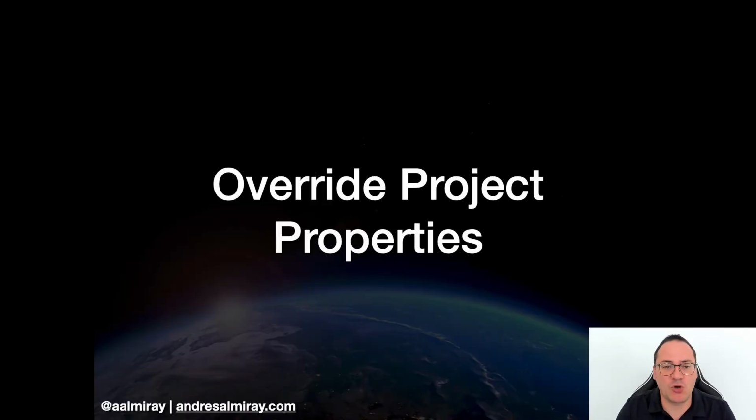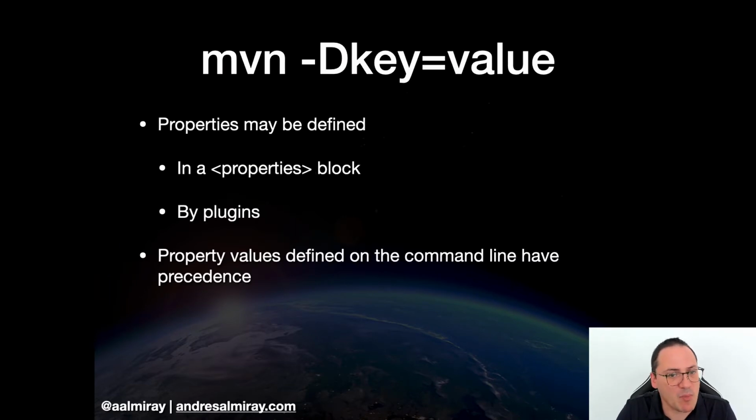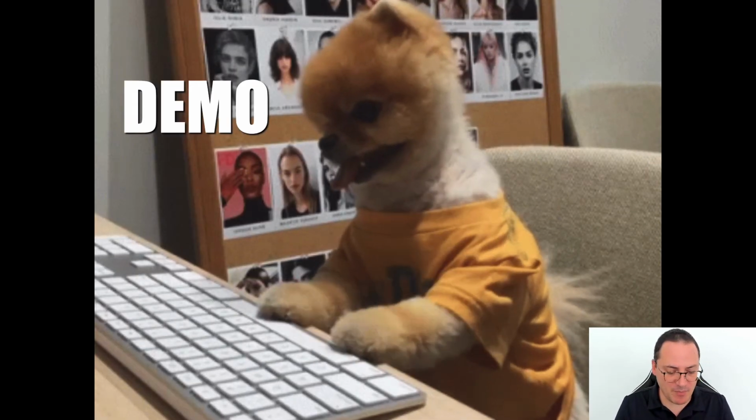So the first thing I'm going to showcase is project properties. Now, project properties may be defined in a couple of ways. You probably have seen them inside a properties block defined inside your POM file, or they may also be typically fields exposed by plugins. These fields are annotated with a notation known as @Parameter, which will automatically expose them as properties. Regardless of how they are defined, you may redefine or provide a value for each one of these properties using the command line, passing a key value syntax. Now I'm going to show you a quick example of this.